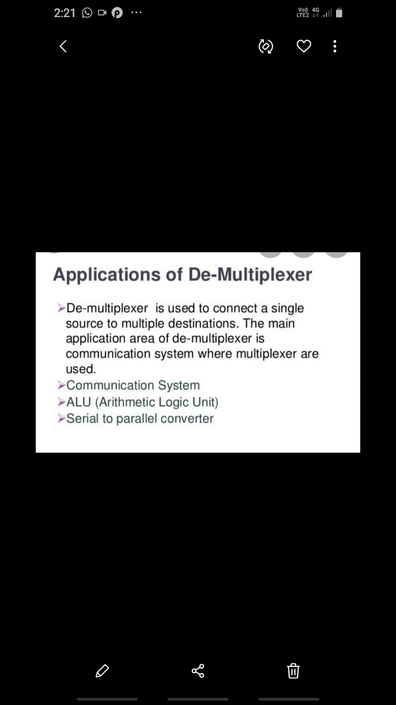Next, applications of the demultiplexer. A demultiplexer is used to connect a single source to multiple destinations. The main applications of the demultiplexer are listed below: communication system, ALU (arithmetic logic unit), and serial to parallel converters.